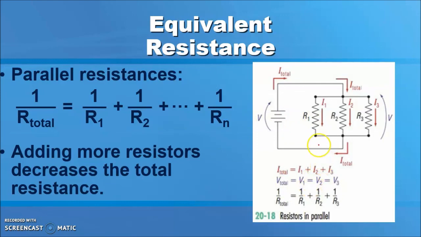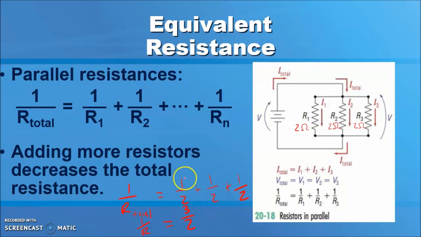So I'm going to go ahead and just make an example. Let's say that this resistance was 2 ohms. And this resistance was 2 ohms. And this resistance was 2 ohms. Now, what would the total resistance be? Well, 1 over R total is equal to 1 over 2 ohms plus 1 over 2 ohms plus 1 over 2. If I add these together, because they're fractions with the same denominators, this is going to be 3 over 2 ohms.